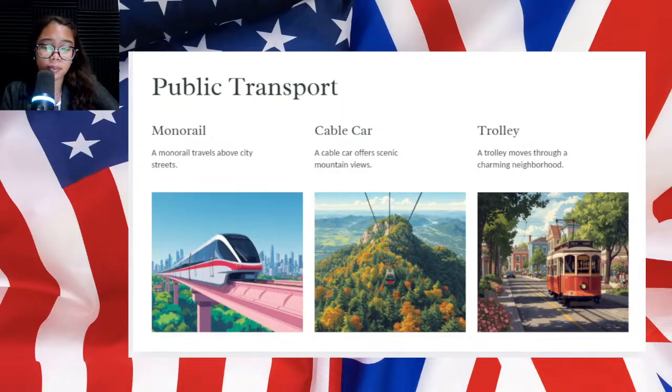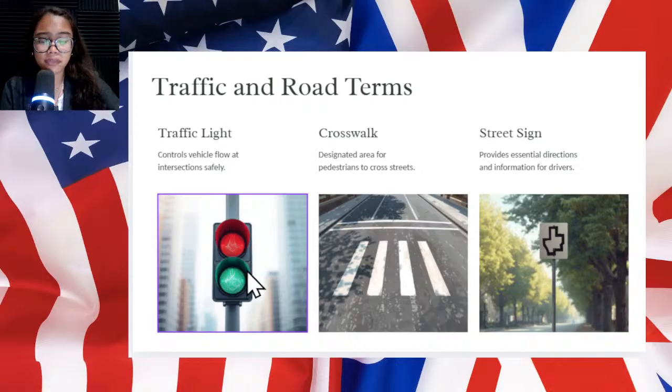After that, we talked about traffic and road terms. First is traffic light. Again, there are three colors: red, yellow, and green. Red means stop, yellow means caution or to prepare to stop, and then green is for go. Okay. Next is crosswalk. This is the designated area for pedestrians to cross the street so that they can avoid jaywalking. Okay. Next, we have street sign. So that is traffic and road terms.